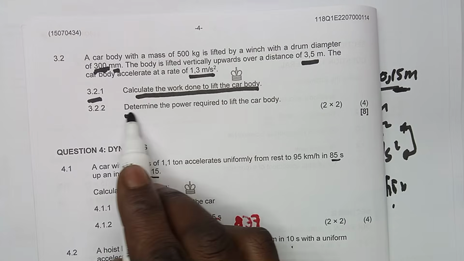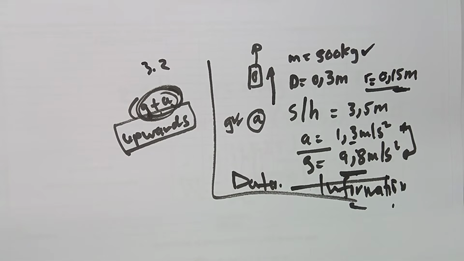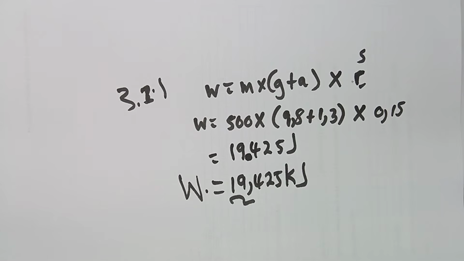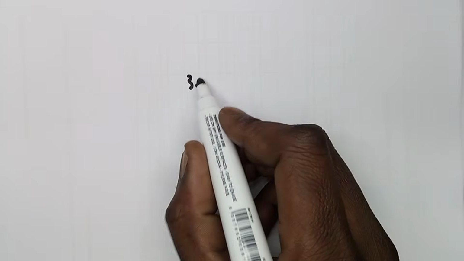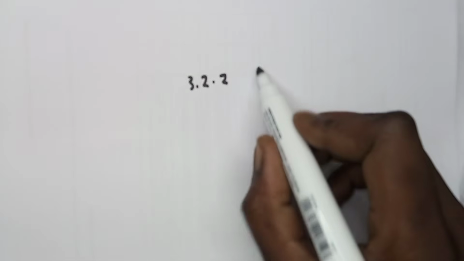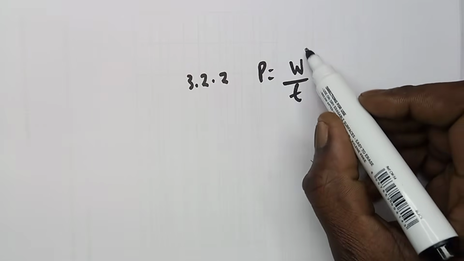Okay, then determine the power required to lift the body, the cardboard. We know that power, guys, is actually energy over the time taken. So this one is pretty direct also, because we know this. Power, this is 3.22, is equivalent to the work done over the time taken. So this is actually work done.